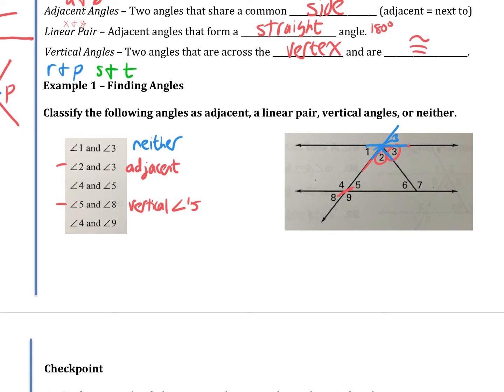How about 4 and 5? 4 and 5 make a straight angle, and I like to draw a little loop to show that they make a straight line. What are those called? They are adjacent angles, but they're also a linear pair, so we want to say a linear pair is the most specific name for it. And then 4 and 9 are across the vertex from each other. Those are congruent and across the vertex. Those are vertical angles.